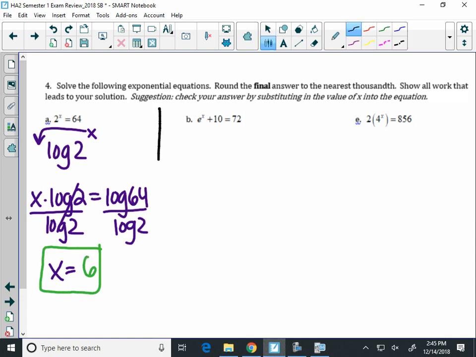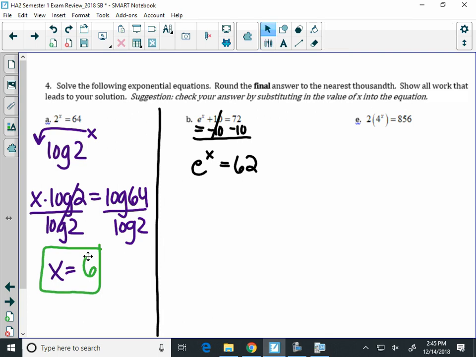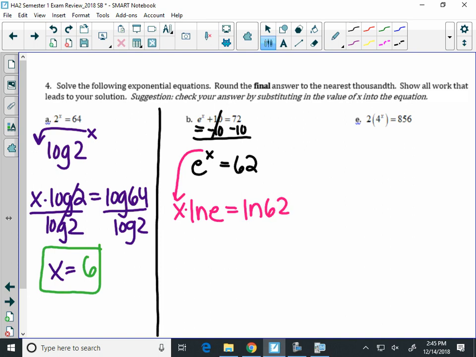B is a little more complicated, but not too bad. Before you can use the logarithm on the e of x, you have to subtract 10 from both sides. So we'll have e to the x equals 62. Now, because I have e as the base this time, you're going to use the natural logarithm of both sides. The same exponent rule applies. That x is going to come down in front of the logarithm. We'll take the natural log of 62.